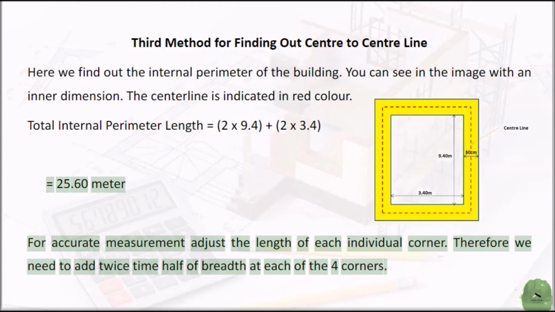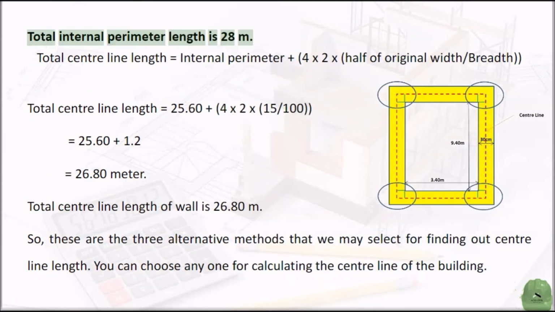For accurate measurement, adjust the length of each individual corner. Therefore we need to add twice the half of breadth at each of the four corners. Total center line length equals internal perimeter plus 4 x 2 x half of original width/breadth. Total center line length equals 25.60 plus 4 x 2 x 15/100 equals 25.60 plus 1.2 equals 26.80 meter. Total center line length of wall is 26.80 m.